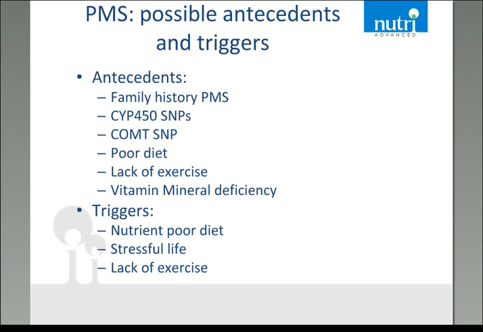So if we're thinking about PMS, think about your antecedents and your triggers. So possible antecedents can include a family history, CYP450 SNPs, and we covered those last week, and a COMT SNP, which is in your phase 2 liver detoxification, such as catechol O-methyltransferase, a poor diet, lack of exercise, and vitamin and mineral deficiency, which again can come from either a poor diet or poor absorption. Are we able to absorb the foods that we're eating? And then triggers can include the nutrient-poor diet, stressful life, and a lack of exercise.